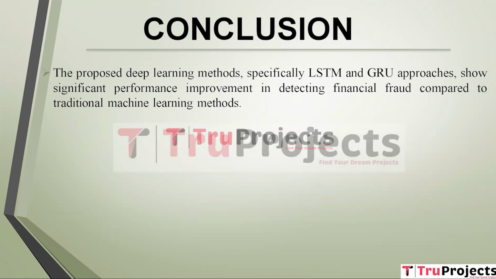Their ability to capture long-term dependencies in the data makes them suitable for financial fraud detection, compared to traditional machine learning algorithms, which may struggle with capturing intricate patterns and relationships in complex financial data. LSTM and GRU show notable performance improvements, ultimately enhancing the accuracy of financial fraud detection.